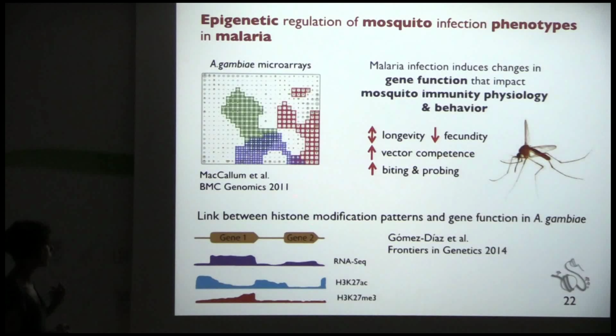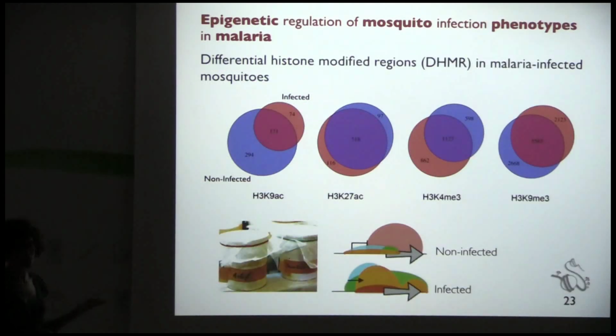showed the link between changes at the level of histone modification patterns and gene expression, and that the patterns were similar to those that have been described for Drosophila. Somehow, this was a proof of concept of this relationship, which is important, and now we want to study this in the context of a malaria infection. And this is what we did.